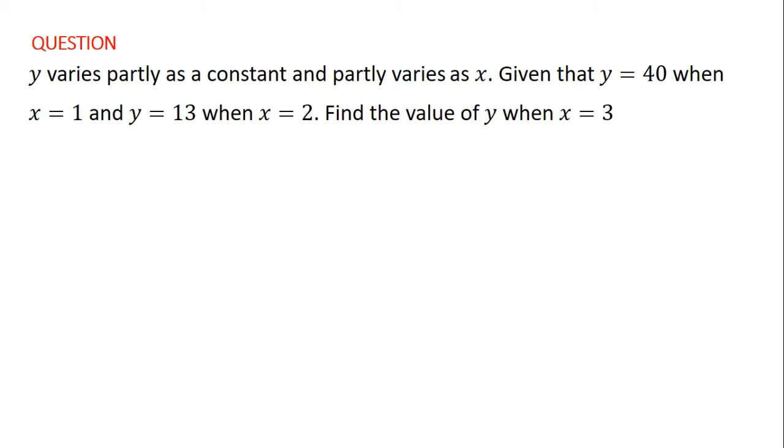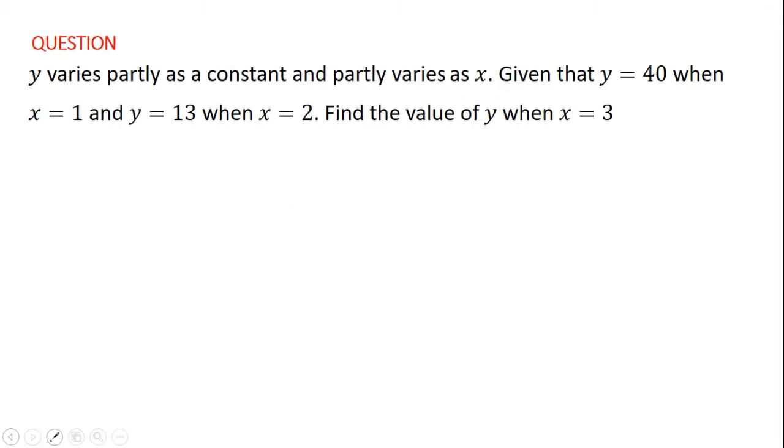Y varies partly as a constant and partly varies as x. Given that y is equal to 40 when x is equal to 1 and y is equal to 13 when x is equal to 2, find the value of y when x is equal to 3.